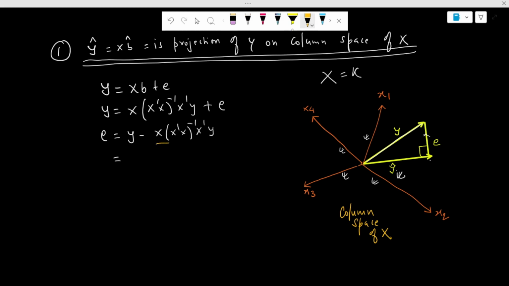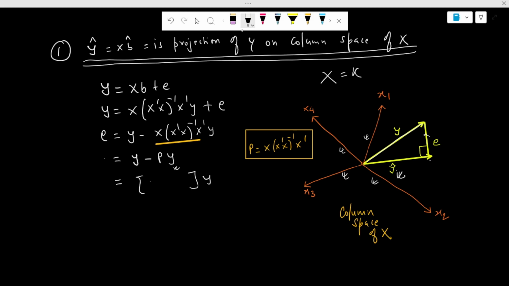So here this term is the projection. Let us write it: the projection matrix is given by (X transpose X) inverse X transpose. So this is equal to y minus Py, and y here is in its post multiplication form. So let us take y common. Therefore, we are left with I minus P. Let us suppose I minus P is the error maker matrix. This is our error maker matrix M. So the residual or the error term is given by My, where M is our error maker matrix.